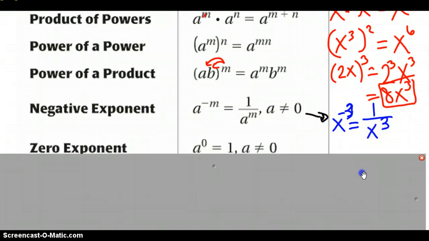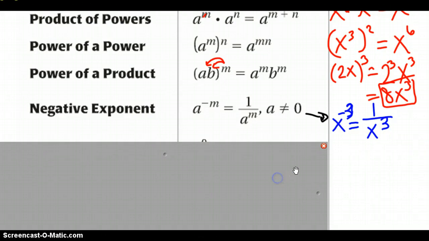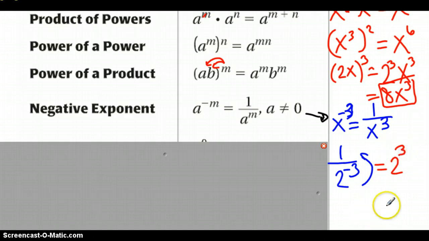The same thing goes if it's already on the bottom. So let me give you a different problem. Let's say it's 1 over 2 to the negative 3rd power. So instead of it being in the bottom, you would flip it and it would go to the top. So it would be 2 to the positive 3rd power. So again, when you flip it to the top, it becomes positive. And then of course you have to simplify that. Okay?